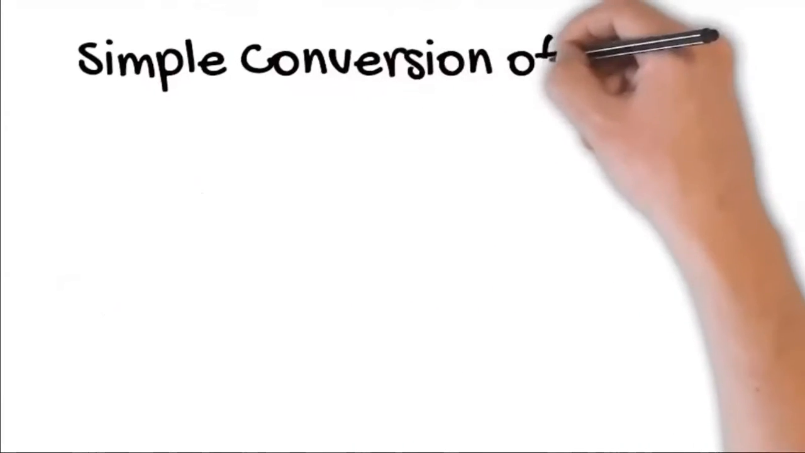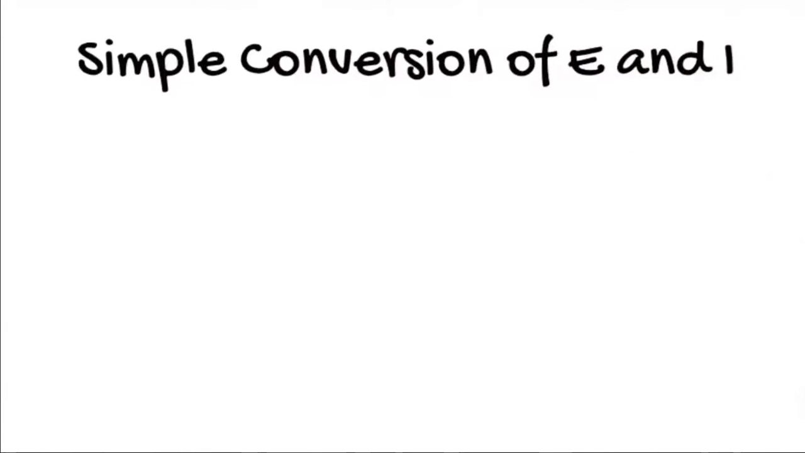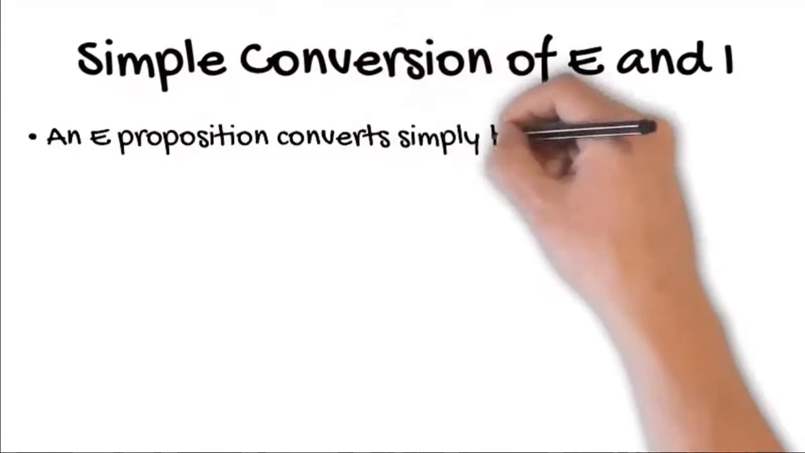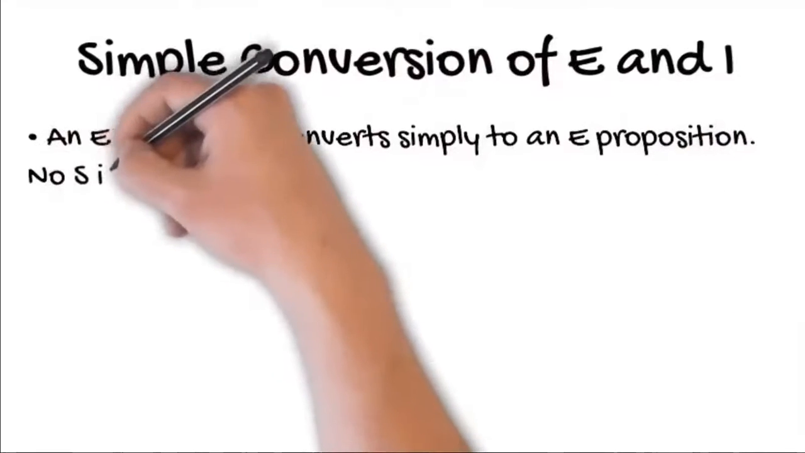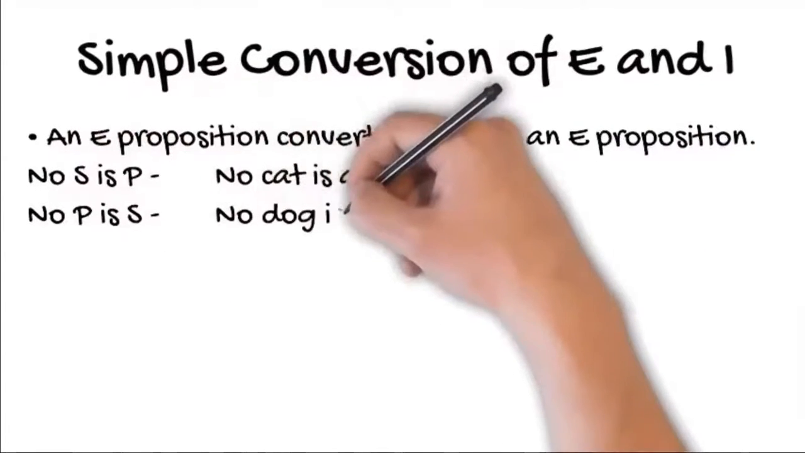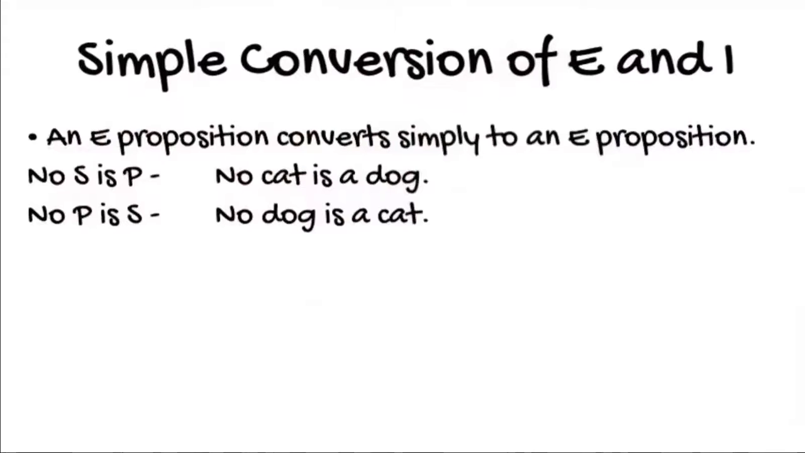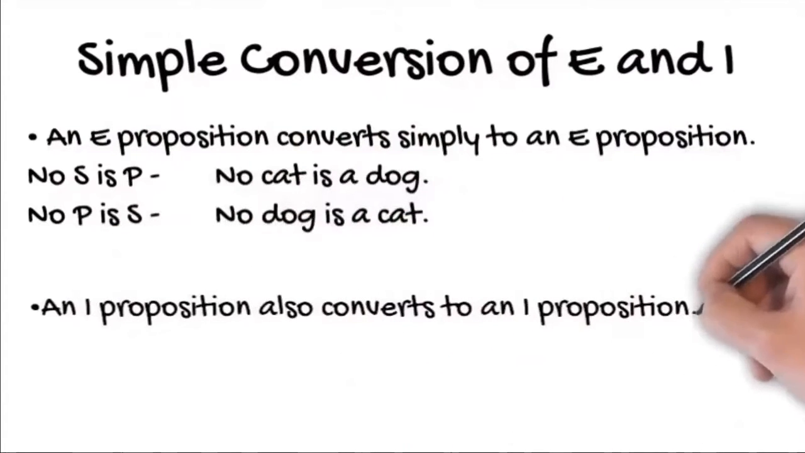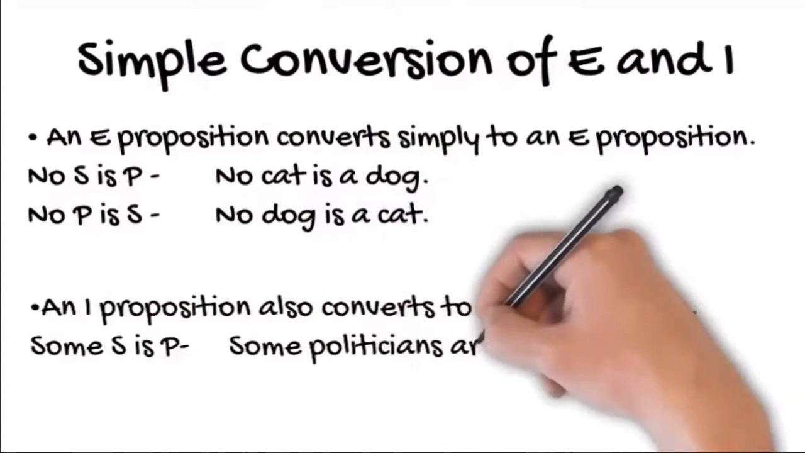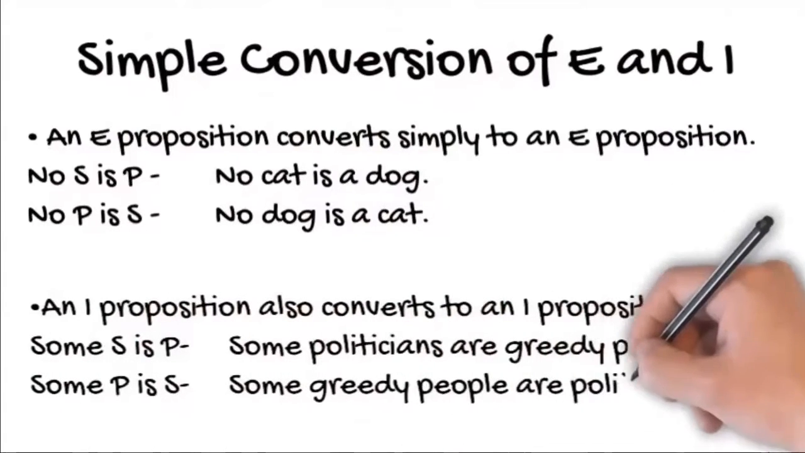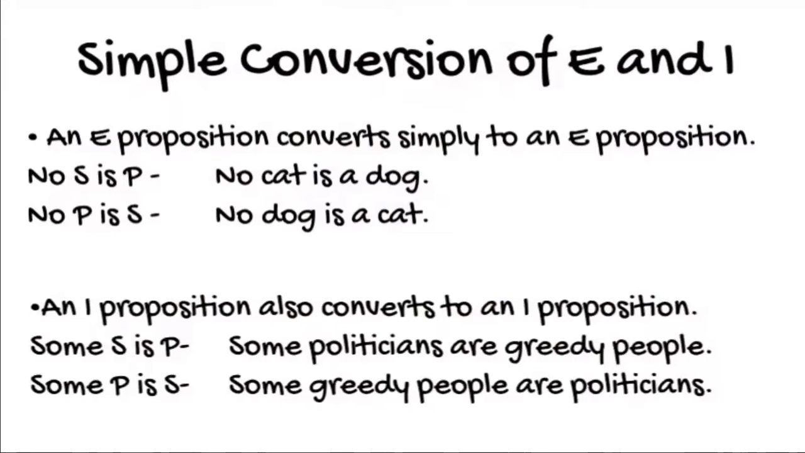The simple conversion of E and I proposition. An E proposition converts simply to an E proposition. For example, no cat is a dog. Our converse would be no dog is a cat. And an I proposition converts to an I proposition. So we have some politicians are greedy people, and our converse would be some greedy people are politicians.